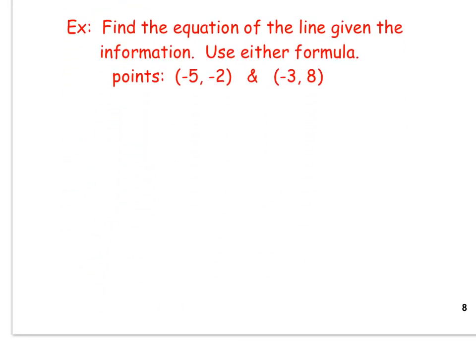Okay, so this time I'm going to give you something a little bit different. I am simply going to be asking you to find the equation of the line given the information, and you can use either formula. But this time I'm going to give you 2 points. I don't give you a slope, I just give you 2 points. So the first thing we have to do is find the slope. So our slope is going to be, labeling my points x1, y1, x2, y2, I write my formula down.